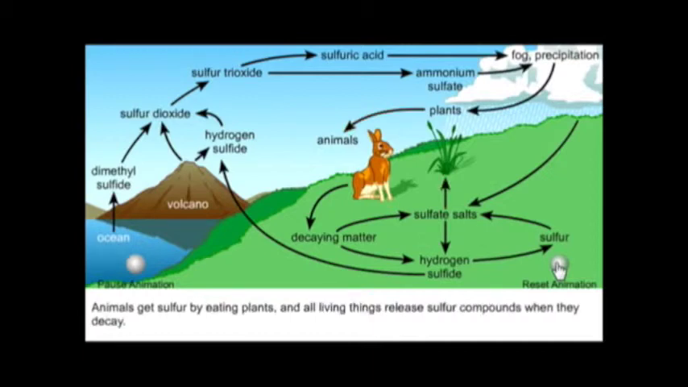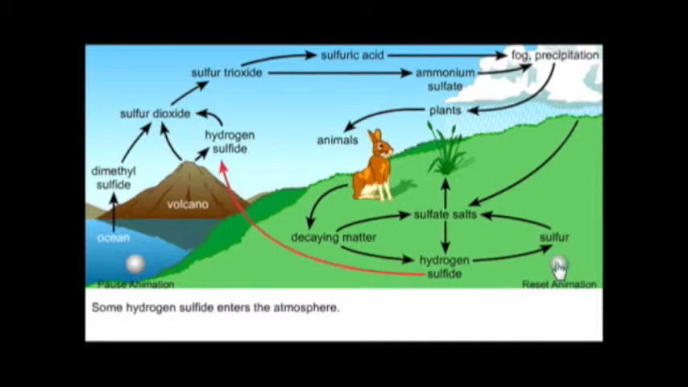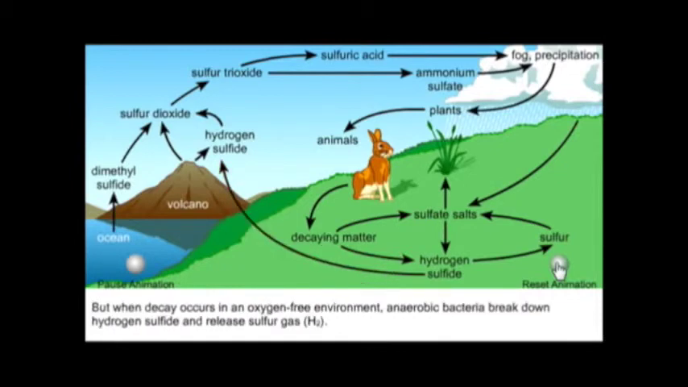Animals get sulfur by eating plants, and all living things release sulfur compounds when they decay. Decomposition releases sulfate salts, which can be taken up by plants, as well as gaseous hydrogen sulfide. Some hydrogen sulfide enters the atmosphere, but when decay occurs in an oxygen-free environment, anaerobic bacteria break down hydrogen sulfide and release sulfur gas. Oxygen-requiring bacteria can incorporate sulfur into sulfate salts, which can be taken up by plants and enter the food chain once again.